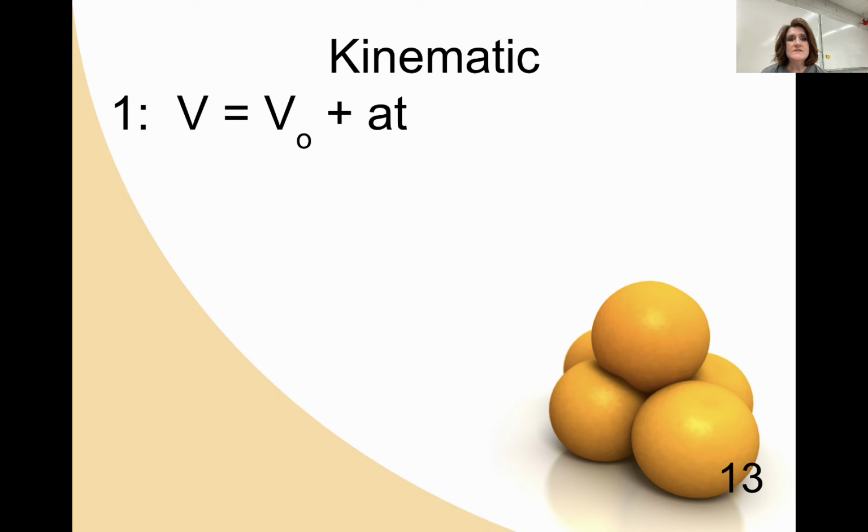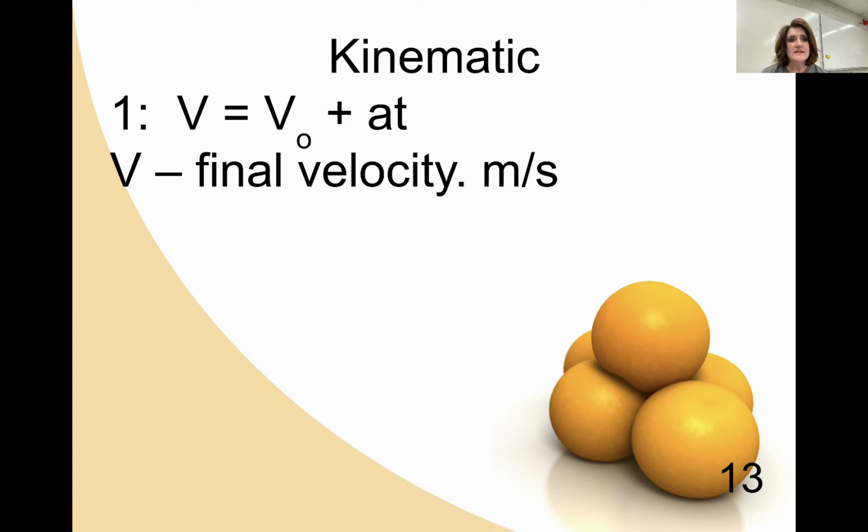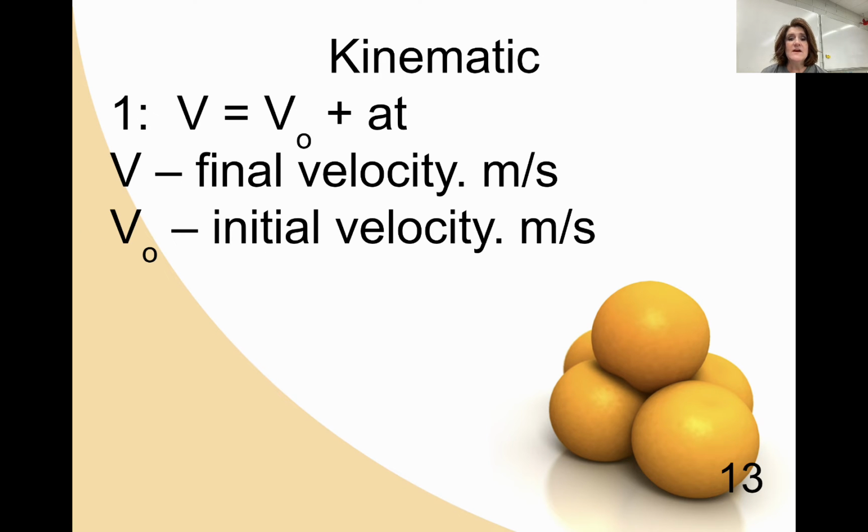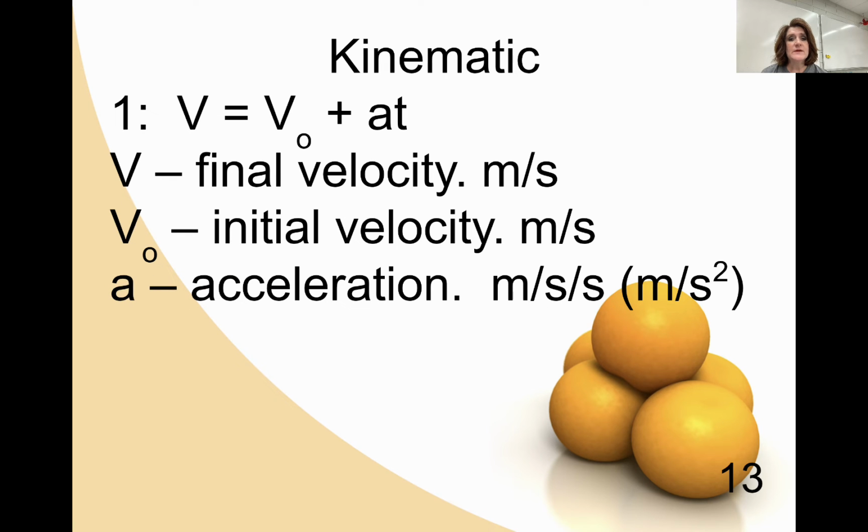Kinematic 1 is v is equal to v naught plus at, where v is the final velocity in meters per second. V naught is the initial velocity in meters per second, a is the acceleration in meters per second, and t is time in seconds.